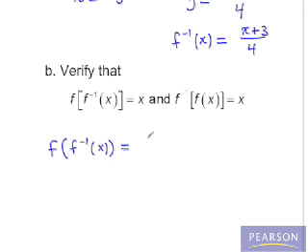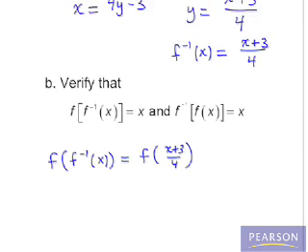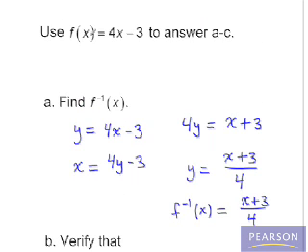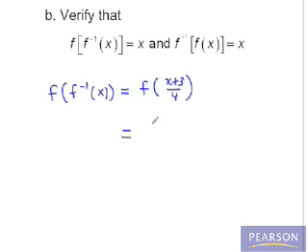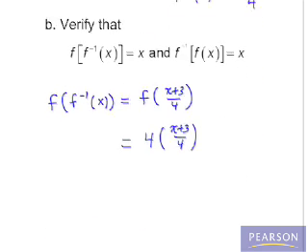So this would be f of what f inverse is. We just found that to be x plus 3 over 4. So substitute that in for f inverse of x, x plus 3 over 4. And now we will evaluate f of x plus 3 over 4. And recall that function f is simply 4x minus 3. So f of this fraction would be 4 times x plus 3 over 4, minus 3.